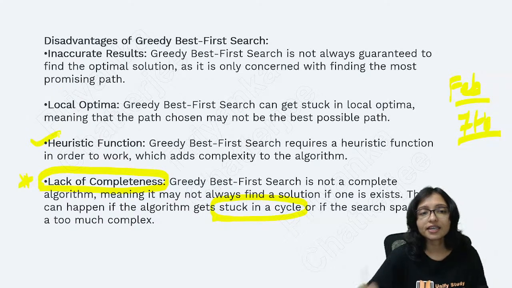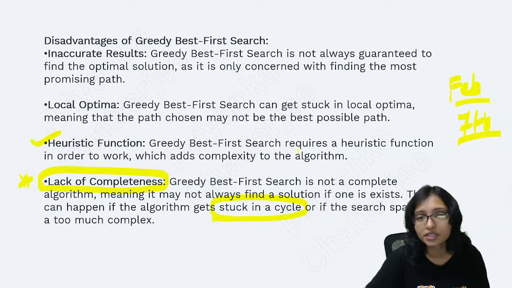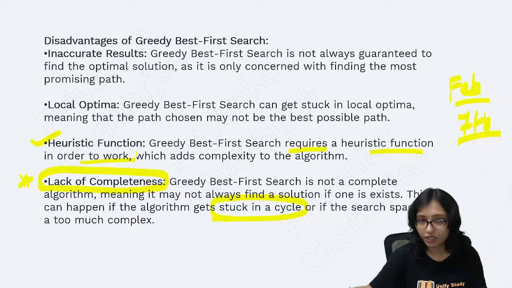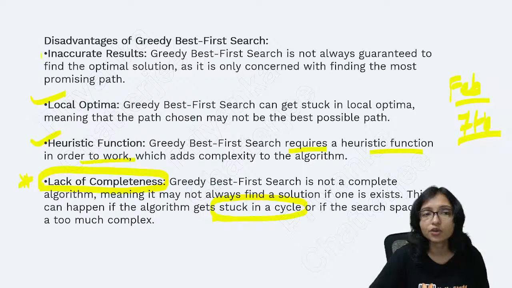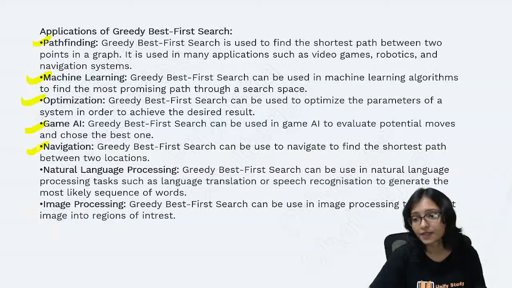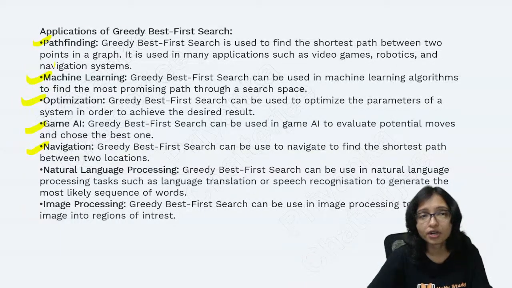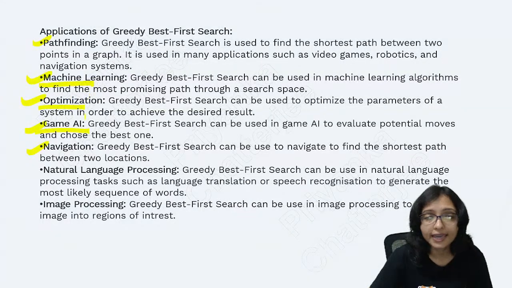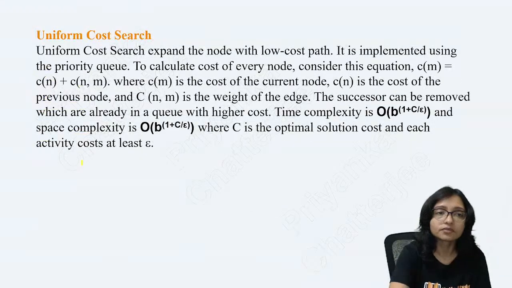So this is the heuristic function. Greedy best first search requires the heuristic function in order to work. And here there is the local optima problem, and inaccurate results are also there. These are the main disadvantages, and these are the applications. Very important: pathfinding, machine learning, optimizing, game AI, navigation, and natural language processing.